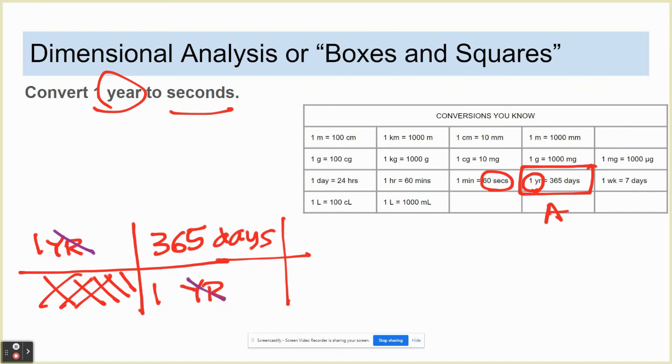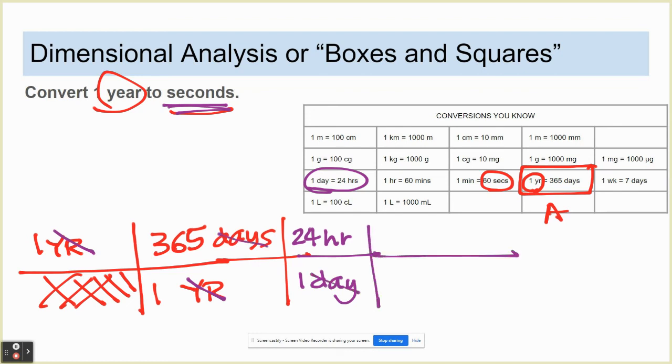Now we have days at the top. So we need to look for a conversion factor that has days, to cancel this out, because we want seconds and not days. Which one has day? This one right here. So 1 day goes at the bottom. We need to add more boxes. And then 24 hours goes on the top. The days cancel out. Now, are we done? No, we're not, because we still need seconds and not hours. So this is B.